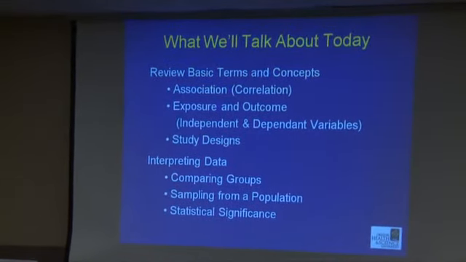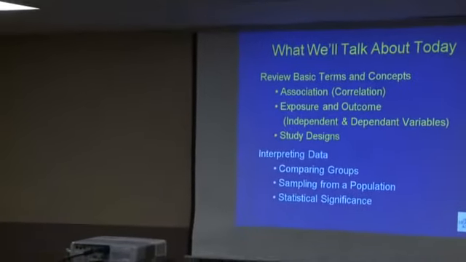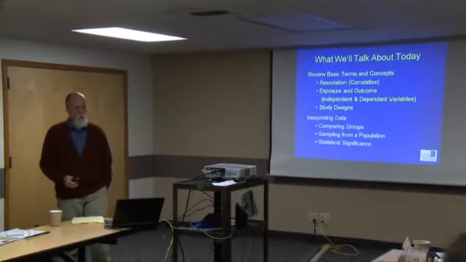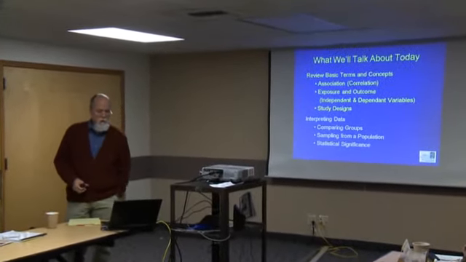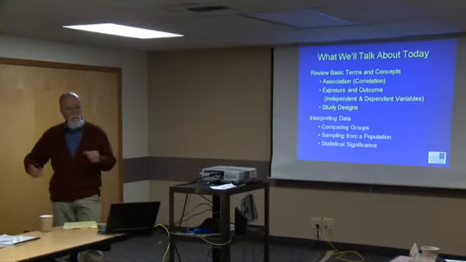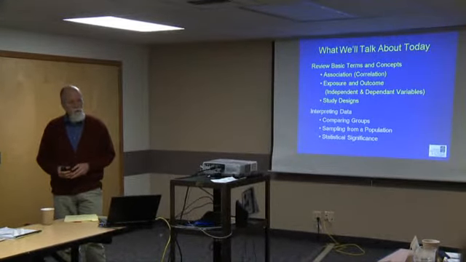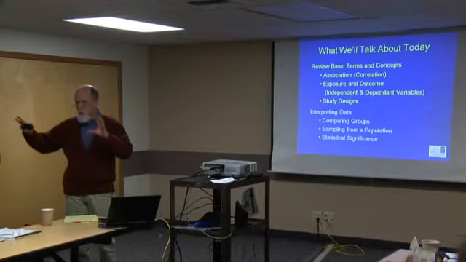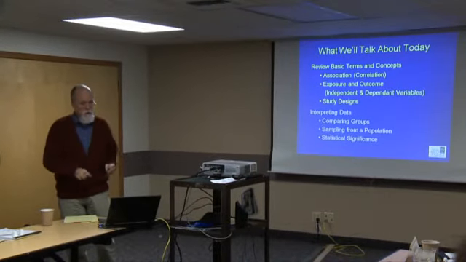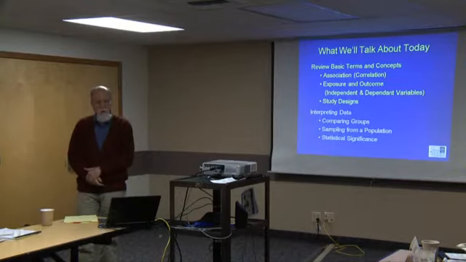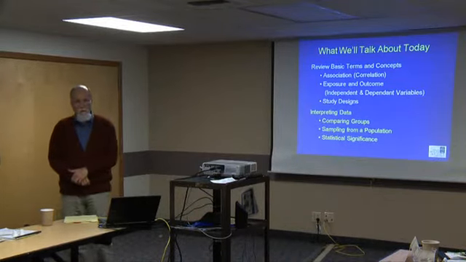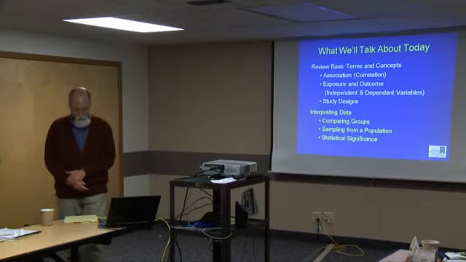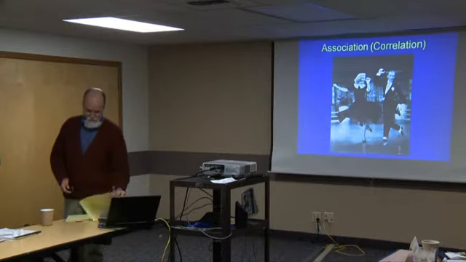So we are going to start by reviewing some basic terms and concepts, things that we talked about last time, but briefly. We talked about association. We're going to talk about a slightly different but equivalent term called correlation today. We are going to talk again about exposure and outcome and the relationship between these things. And we mentioned briefly these terms of independent and dependent variables, and we're going to go into a little more detail about how those two things are associated with exposure and outcome. And we'll very briefly go over study designs, mostly as the study designs are important for interpreting data. And so some of the new stuff we'll do today is talk about comparing groups, sampling from a population, and we'll talk about statistical significance.